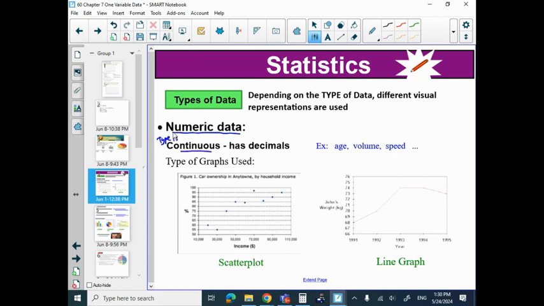We have continuous data, and so it would have decimals. So when you're measuring things that have decimals, and there's some measurement error involved, quite often you might be graphing those as either scatter plots or line graphs. A line graph is nice if you want to see how it changes from moment to moment, like a stock market or something like that.